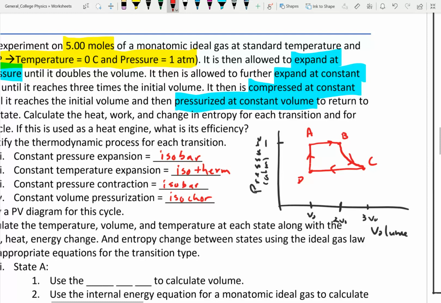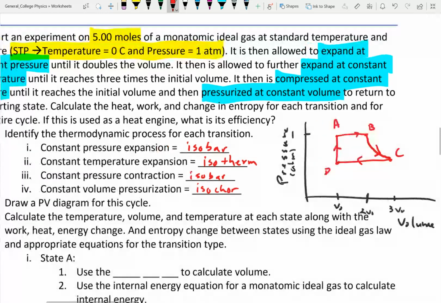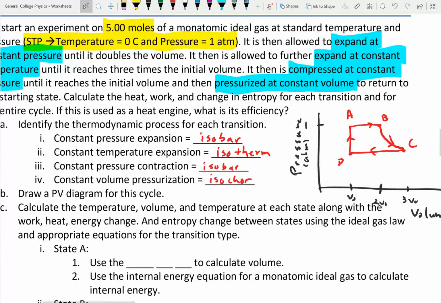I can immediately tell this is going to have a positive work because that is a clockwise cycle. Clockwise cycle tells you there's positive work in it. So now I've drawn it. Now we calculate temperature, volume, and pressure at each state, along with the work, heat, energy, work, heat, and energy change.